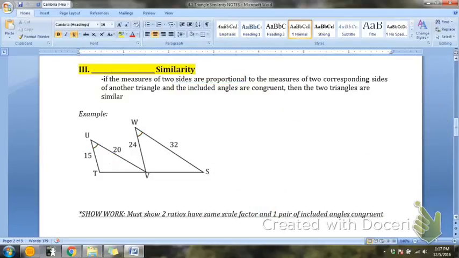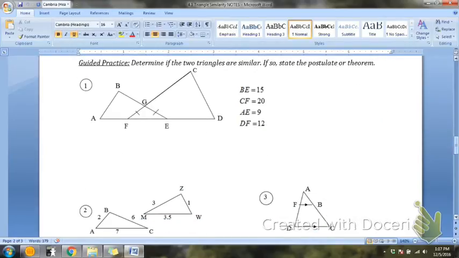Let's look at example 1. It says, determine if the two triangles are similar. If so, state the postulate or the theorem. When it says state the postulate or the theorem, that just means side angle side or angle, like which one are you using, okay? So this one's a little bit tricky. The first thing we're going to do is draw them separately, okay?